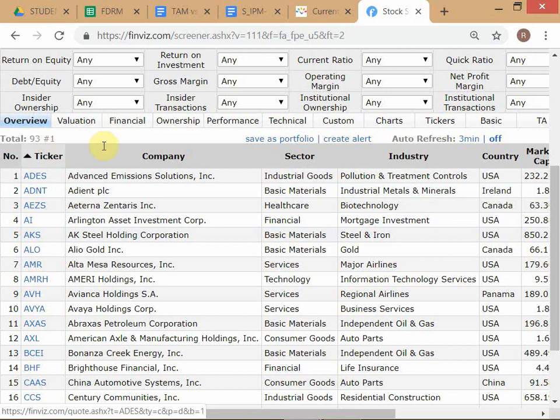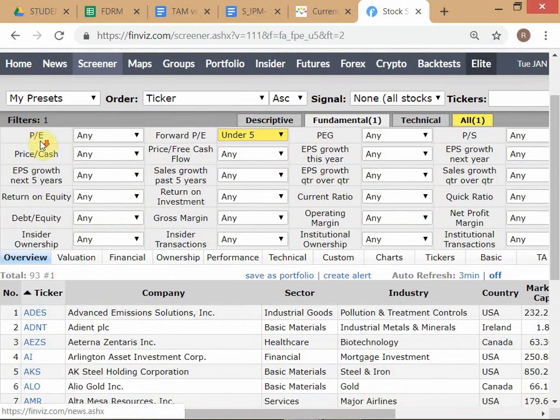Earlier, if you had seen, there were a higher number of stocks. Now, by applying a forward PE below, what did we choose? 5. Yes. Forward PE below 5 means the total number of stocks that was shown to me has been cut down to 93. Okay, so only 93 stocks pass this filter, only 93 stocks have a forward PE less than 5. Is this clear?